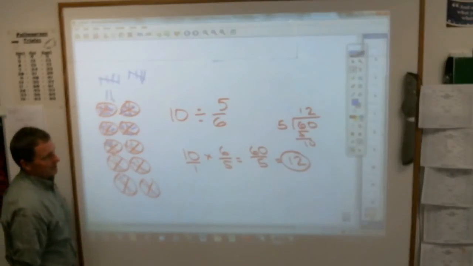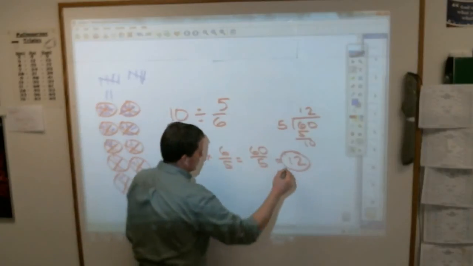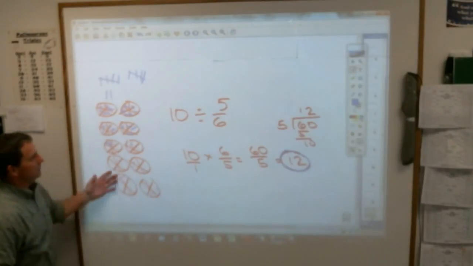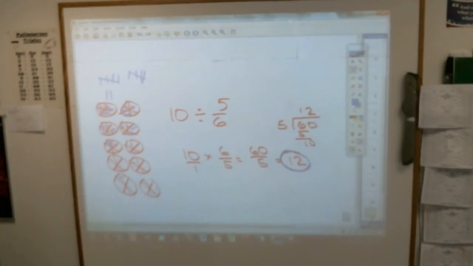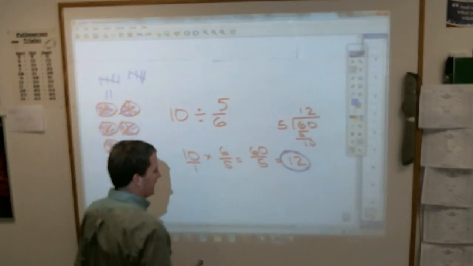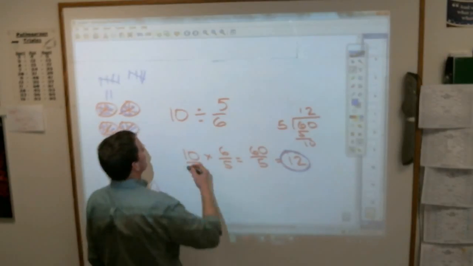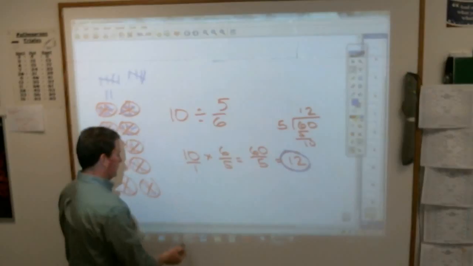And how many times could I take 5/6 out of 10? 12. You really don't want to do it like this because then it gets a little awkward after a while. So, that is it, kids. You will be dividing fractions for a very, very long time, so it's good that you get practice with it.